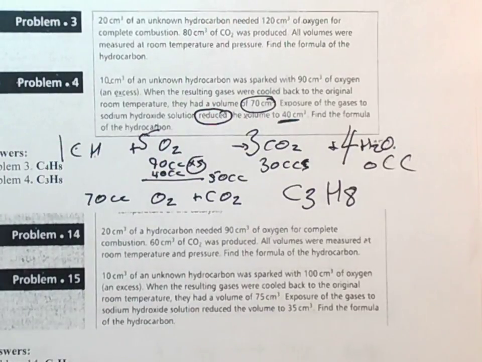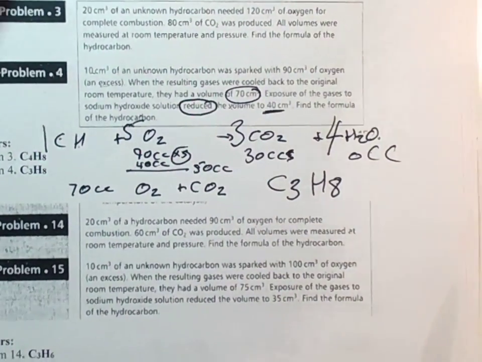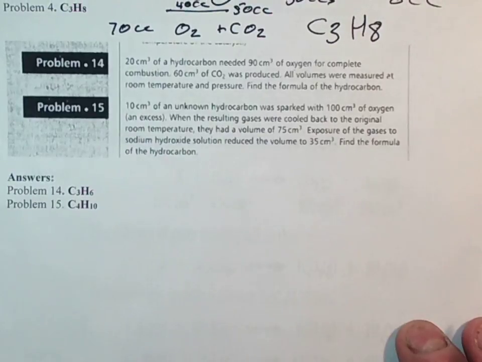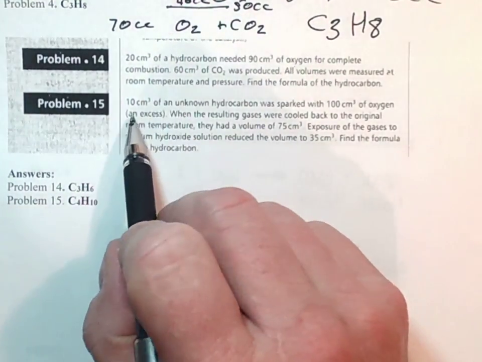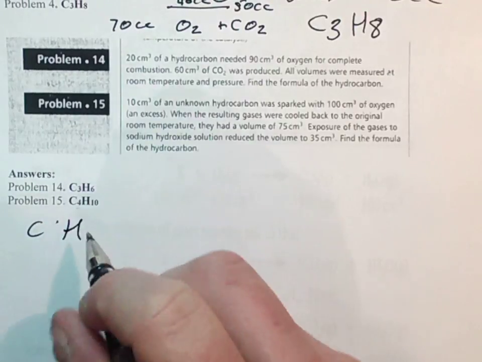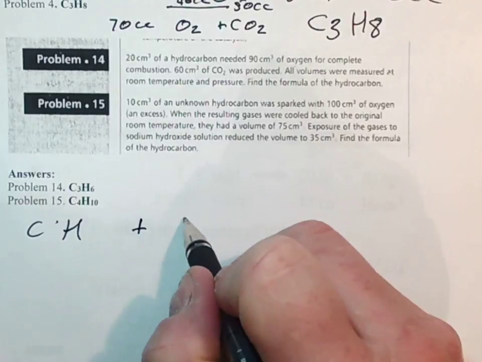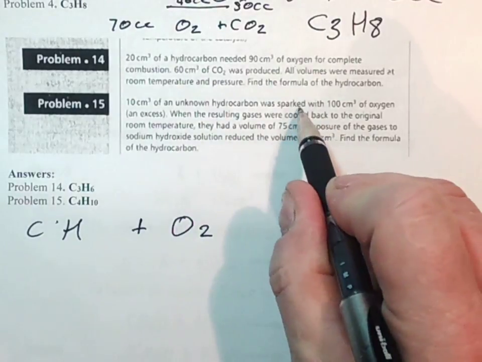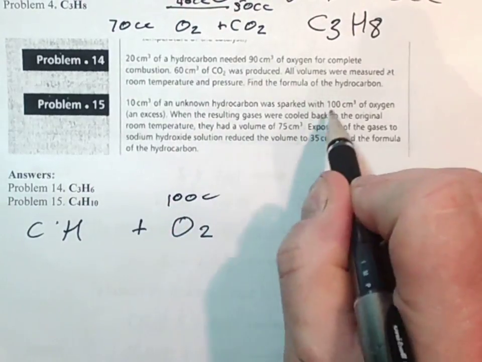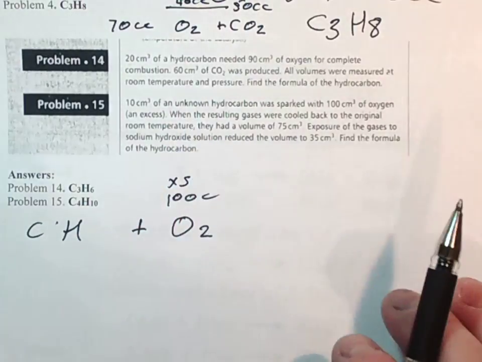Okay, right, we'll have to go with one more. And then hopefully that will allow you to be able to do these on your own. Right, again we have a hydrocarbon. You can see the answers to these, by the way. You can use those. An unknown hydrocarbon was sparked with 100 cc's of oxygen, which again is in excess, so there'll be some of it left over.